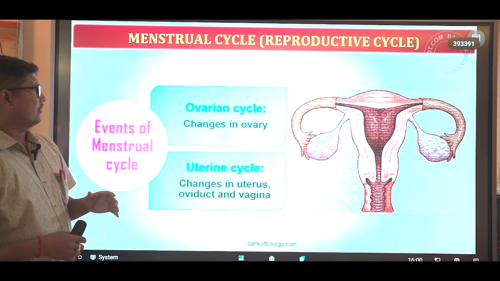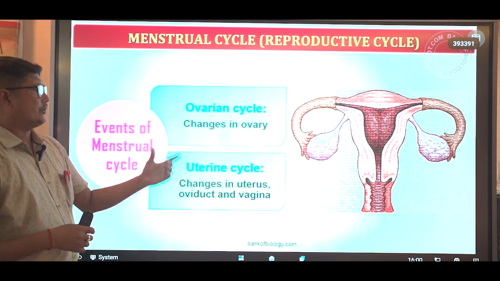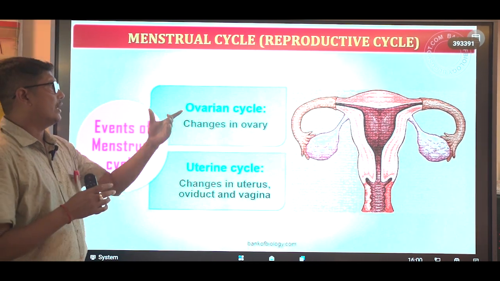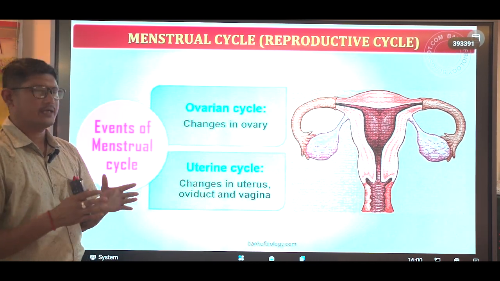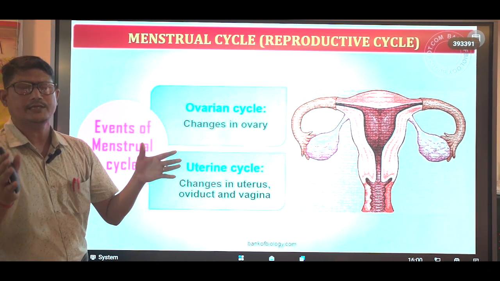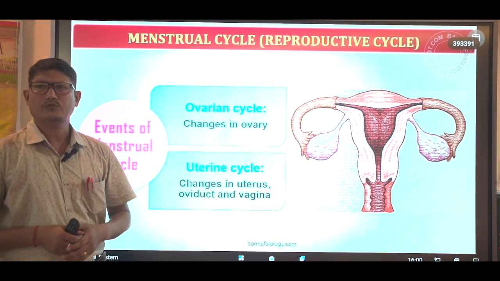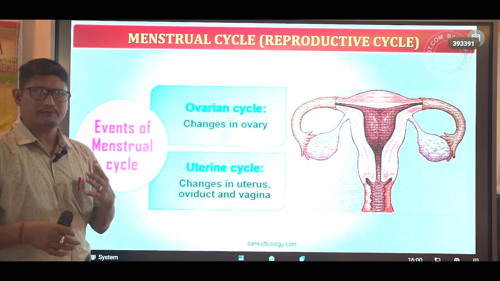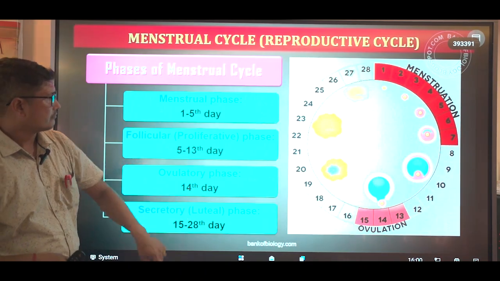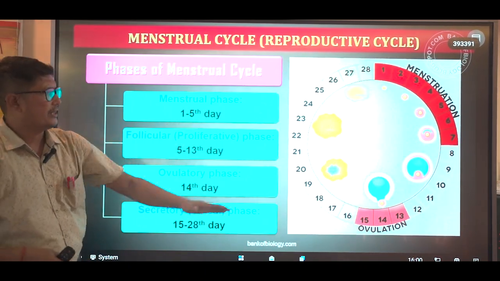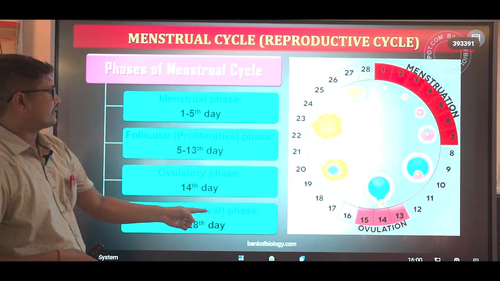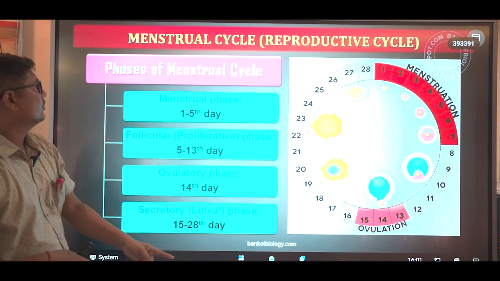In the menstrual cycle, there are two different types of events taking place simultaneously. One is in the ovary, which is called the ovarian cycle, where changes are seen in the ovary, and the other is in the uterus, which is called the uterine cycle, where we see changes in the uterus. So this is the pictorial depiction of the menstrual cycle.